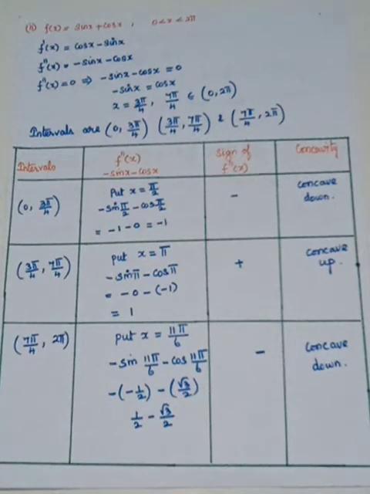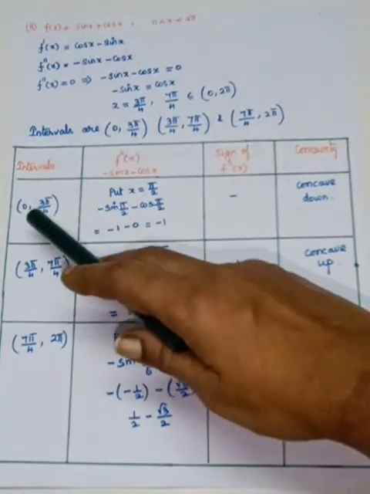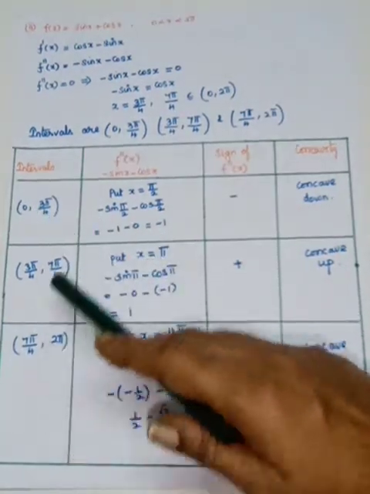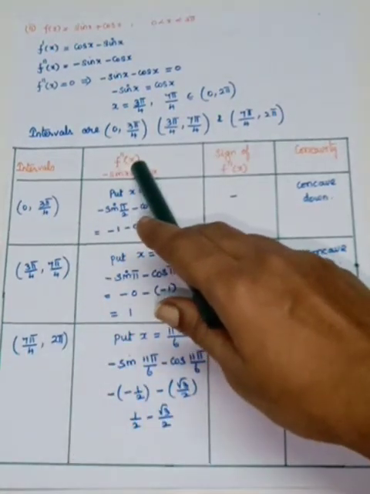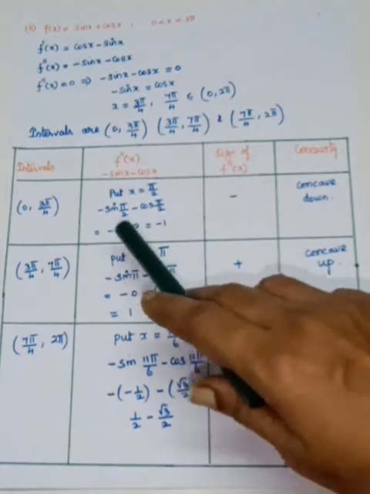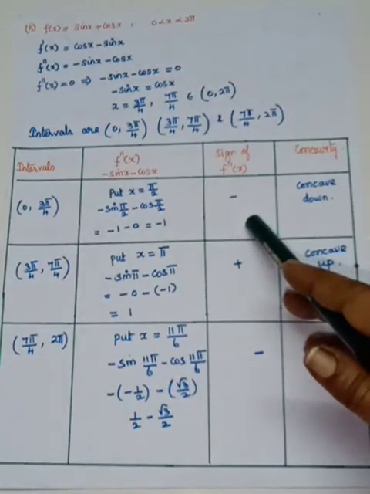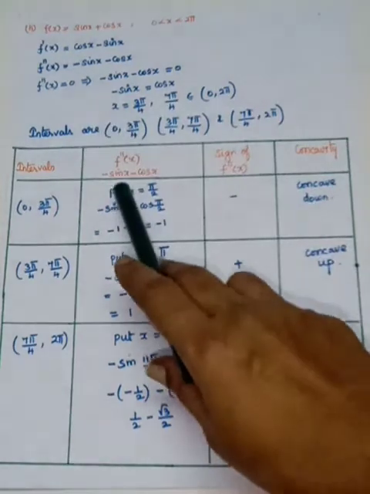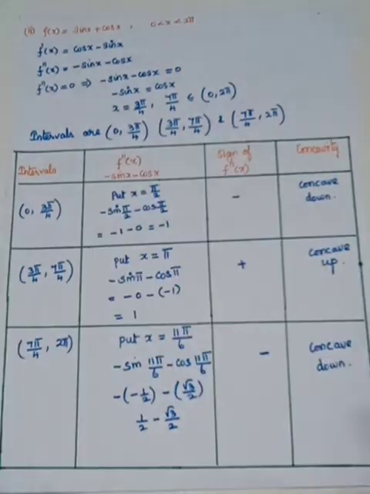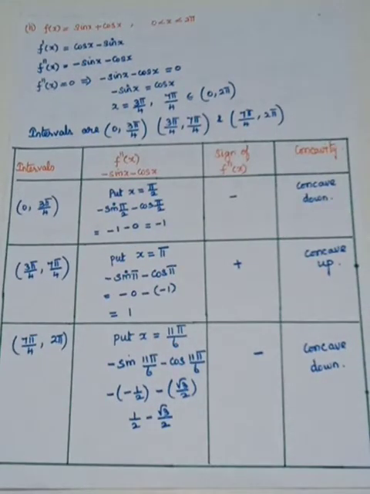Next, the fifth step, what you have to do? You have to take a point from each interval and substitute in f double dash of x. So the interval is written here, and here f double dash of x you are going to find out. Then you will write the sign of f double dash of x. Here f double dash of x is minus sin x minus cos x. So we have to find some values.